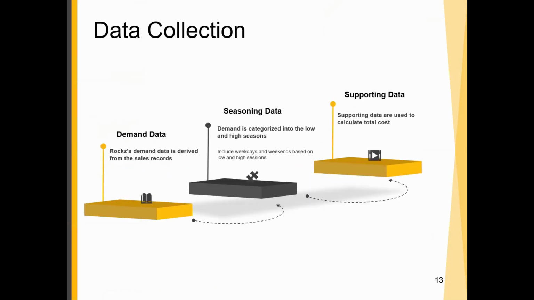Data collection. There are 3 types of data: demand data, seasoning data, and supporting data. Demand data is derived from the sales record, and the seasoning data is categorized into weekdays and weekend based on high and low seasons. Supporting data is used to calculate total cost.